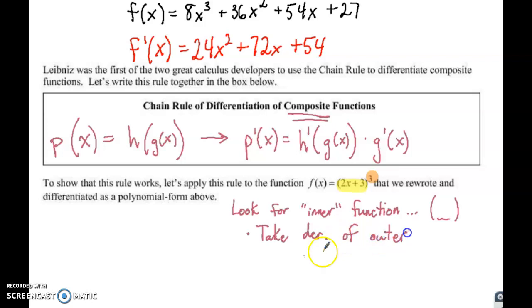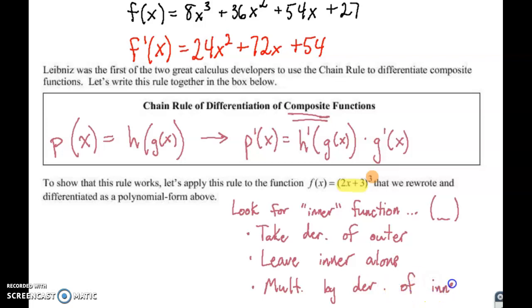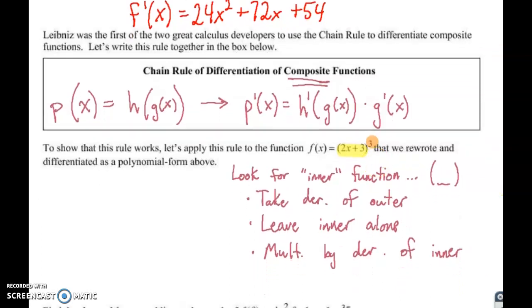This is how I say it, by the way. Leave the inner alone, and then multiply by the derivative of the inner. By the way, you'll never see this written in a math textbook. This is just my own way of doing things.